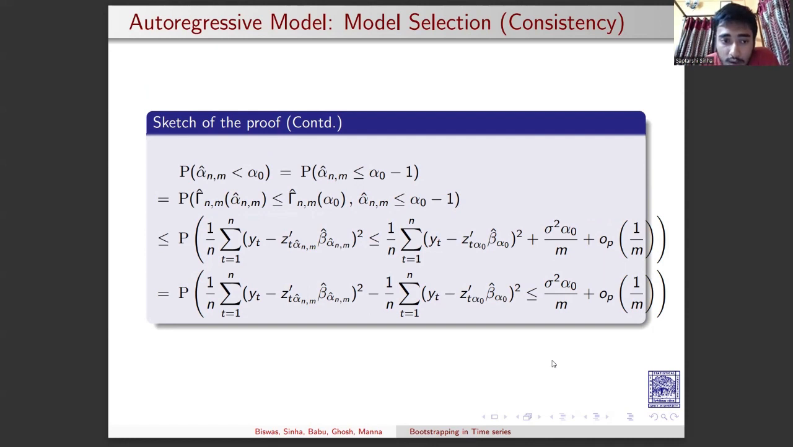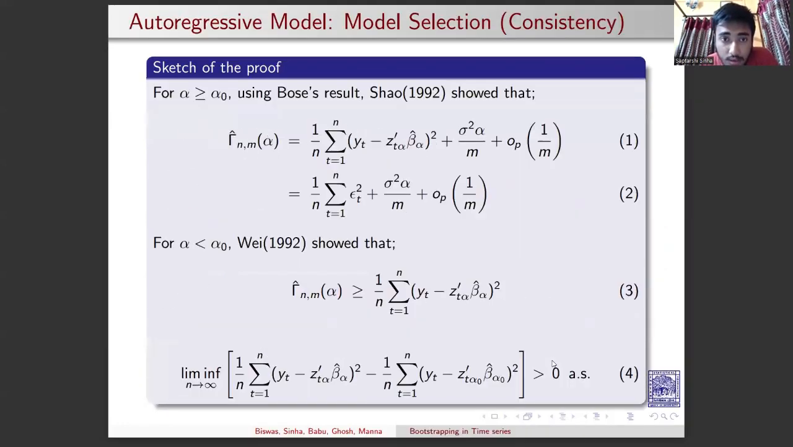Now these two things imply that 1 over n summation (y_t minus z_t transpose alpha hat, beta hat nm) whole square is less than or equal to the RSS with respect to beta hat alpha naught plus sigma square alpha naught by m plus some small o_P(1) over m term. We reach this equation by using Shao's result and Wei's result on the right hand side and left hand side respectively. Now doing some algebraic manipulation, we get the last line. Just see Shao's and Wei's results so that you can relate.